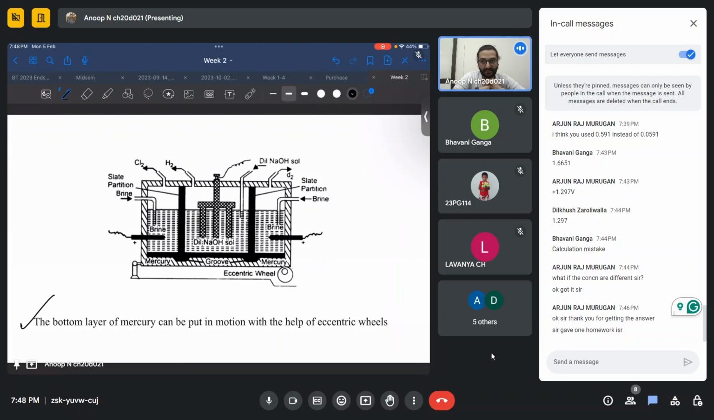Are there any other doubts? If not, we'll wind up this class here. Next week we'll be seeing more of the Nernst equation, liquid junction potential, and then concepts like what a concentration cell is. All those things we'll be seeing in the next class.